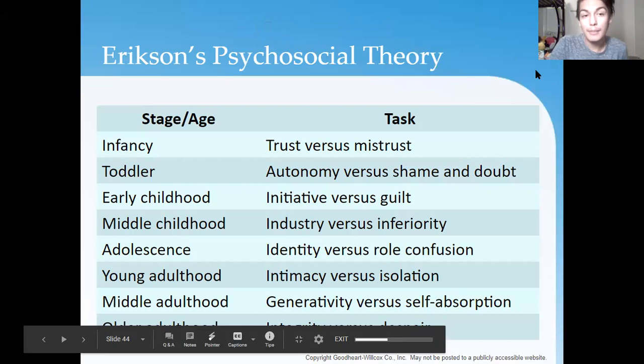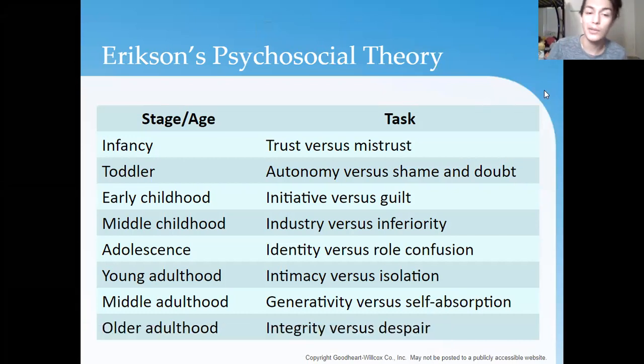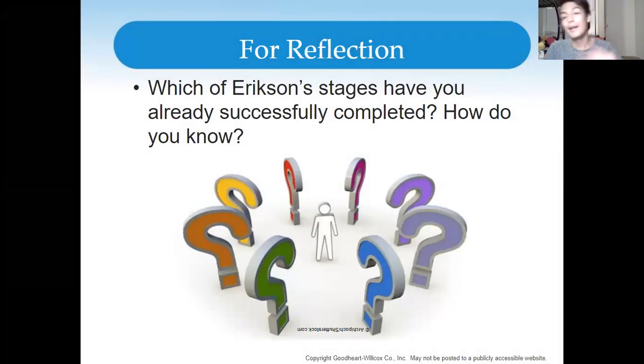And the last stage of Erikson's theory is older adulthood, integrity versus despair. This is when older people begin to reflect on what they did in their life and whether they actually accomplished something or just failed at life. Simple as that. That's basically what this stage of Erikson's theory was talking about.